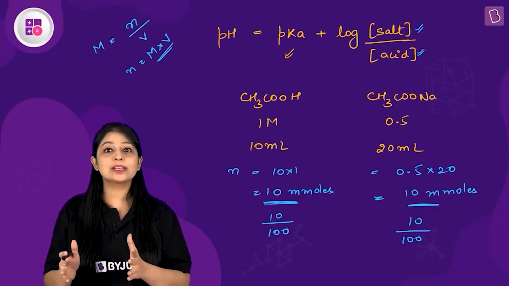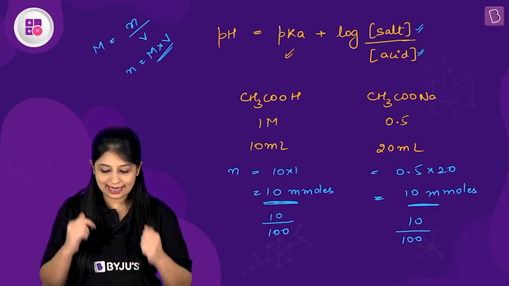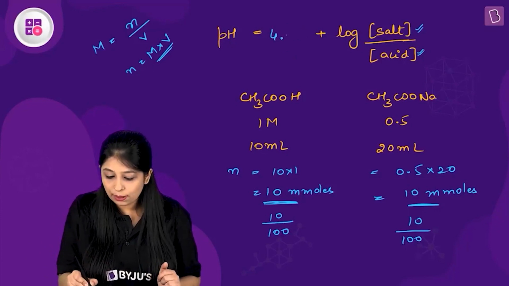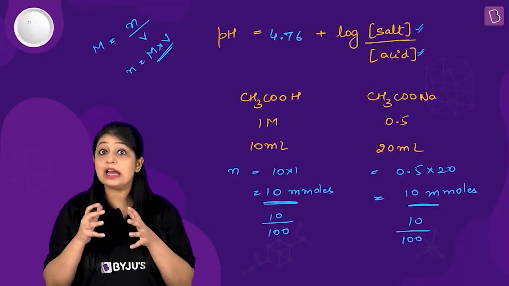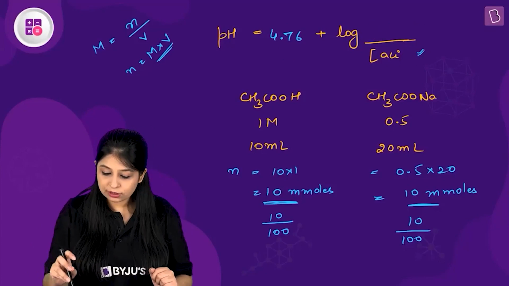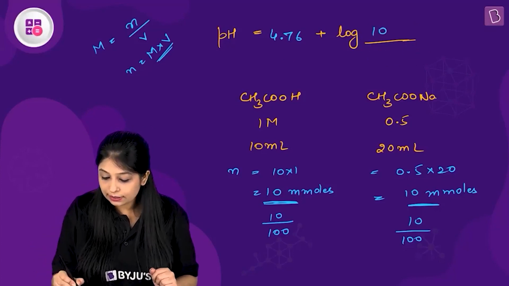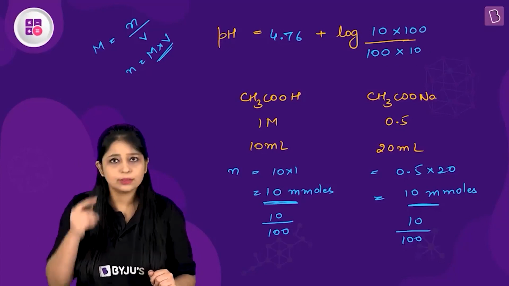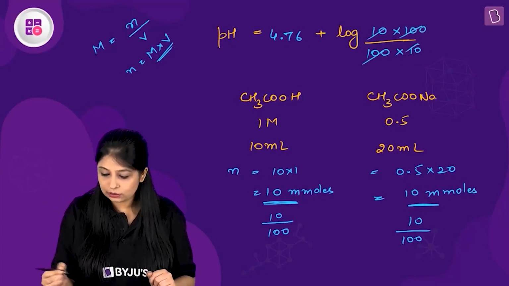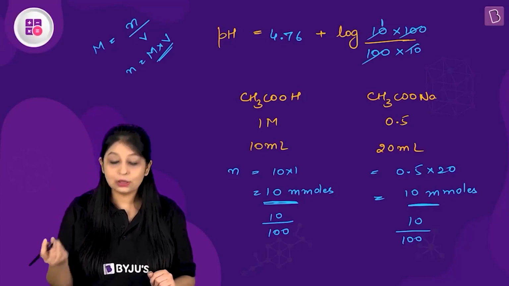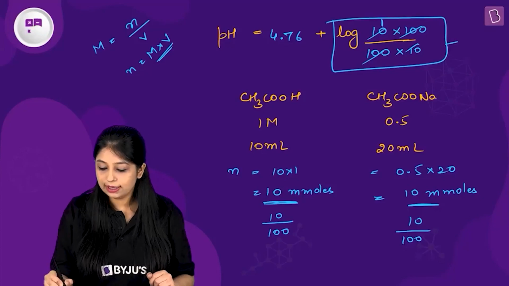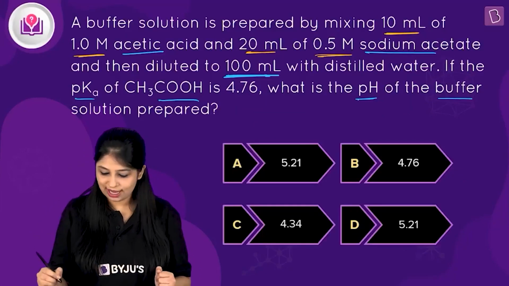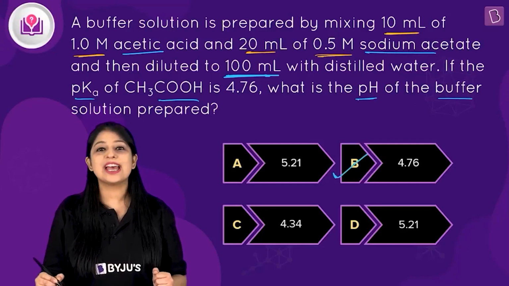So now let's put these values in the formula that we have, and we'll get our answer. What is the value of pKa? pKa is given to us as 4.76 for CH3COOH, the weak acid. What about the concentration of salt? The concentration of salt is 10 divided by 100. And the concentration of acid is also 10 divided by 100. So this all cancels out. This will become 1, and log 1 is 0. So all of this becomes equal to 0. And the pH that we get is 4.76. Let's see which option it matches. It matches our option B, which is the correct option.